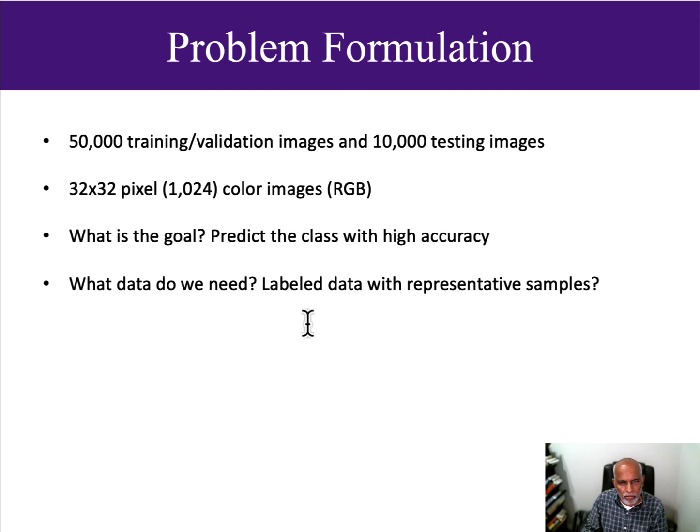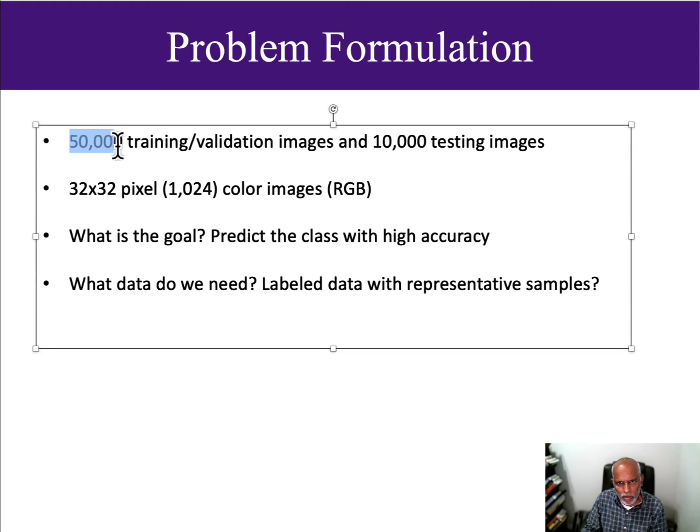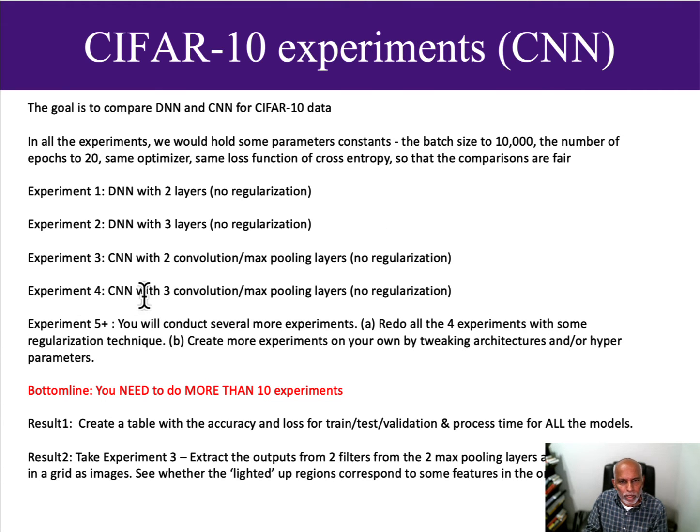The problem formulation is that you divide this into training, validation and testing images. You can keep 30,000 for training, 10,000 for validation, and another 10,000 for testing. And remember, each of them is a 32 by 32 pixel, that is 1024 pixel valued, color RGB image, and the goal is to predict the class with high accuracy for new test data. And what data do we need? Labels. We have labeled data with reference data samples, right? So we are good.